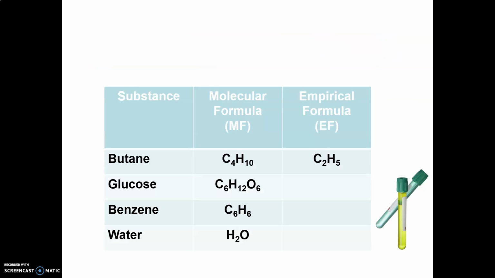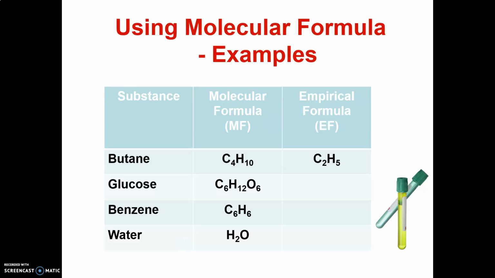Okay, now let's try an example using the molecular formula to find the empirical formula. Butane is an organic compound which has a molecular formula, or the real number of atoms in one molecule, of C4H10. If you look, we can make this simple, just divide by 2. So the empirical formula will be C2H5.